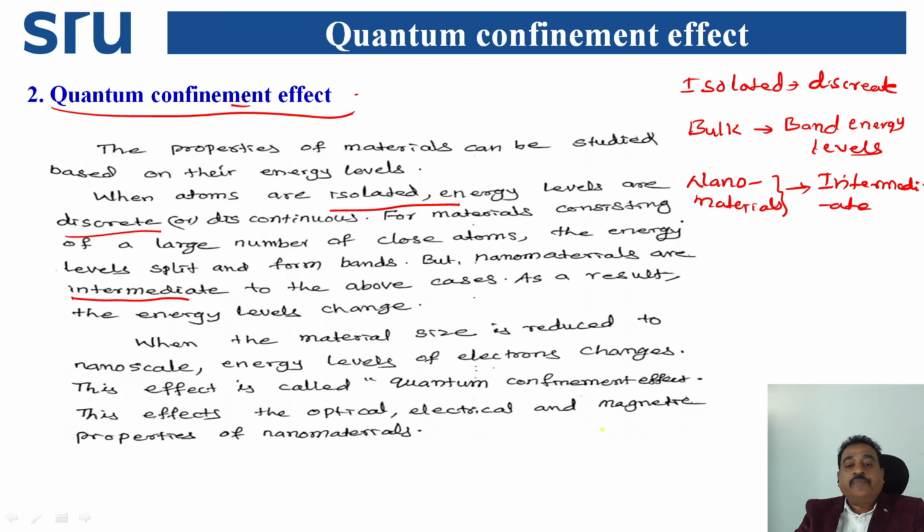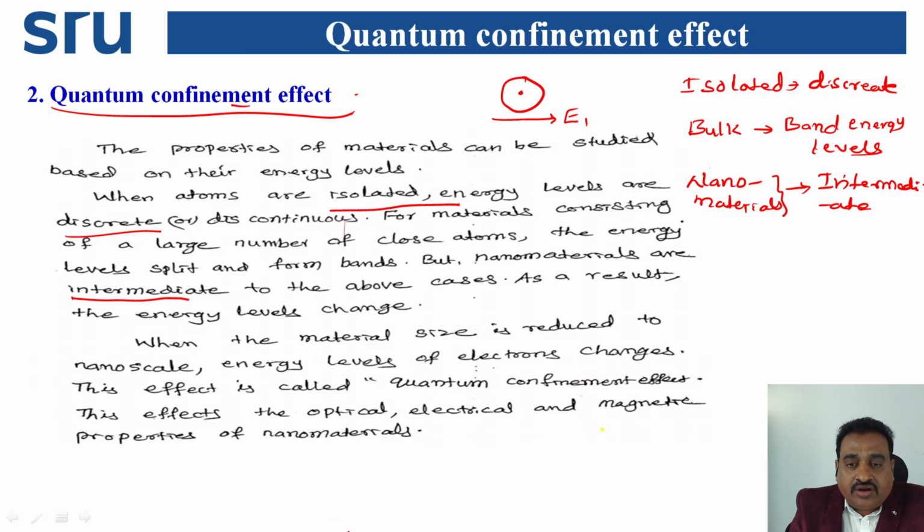This affects the optical, electrical, and magnetic properties of nanomaterials. So the properties are changing due to the changing of the energy levels. For an isolated atom, you see here, for example, this is the isolated atom. This isolated atom has the energy level E1, that is a discrete energy level.